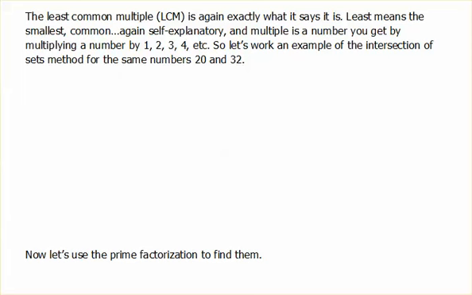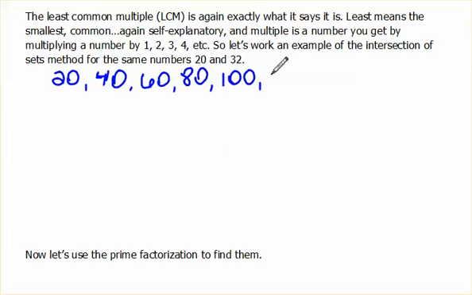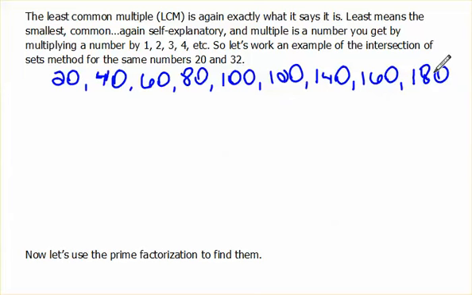Okay, so I'm going to start off with 20, and I'm just going to start listing multiples. So 20 times 1 is 20, 20 times 2 is 40, 20 times 3 is 60, 20 times 4 is 80, 20 times 5 is 100, 20 times 6 is 120, 20 times 7 would be 140, 20 times 8 would be 160, 20 times 9 is 180, and I'm running out of room, so I'm hoping that that's far enough to go. Alright, now let's look at multiples of 32.